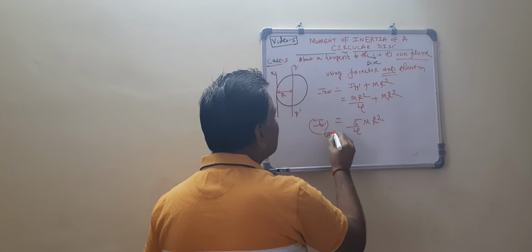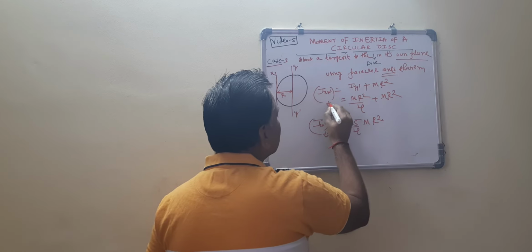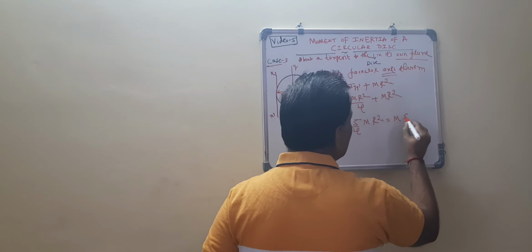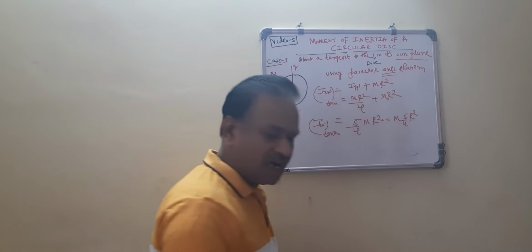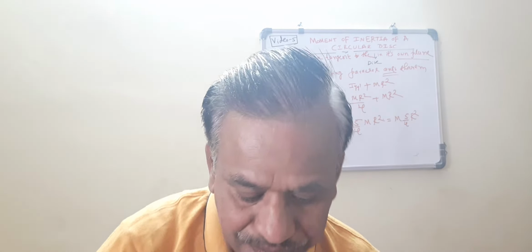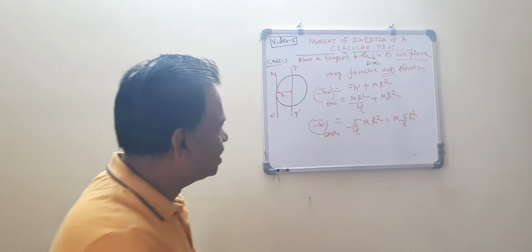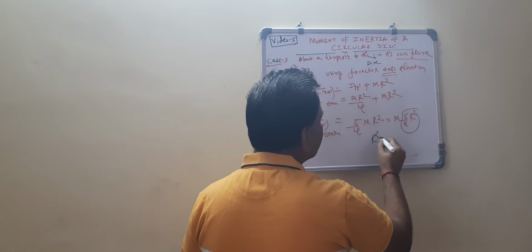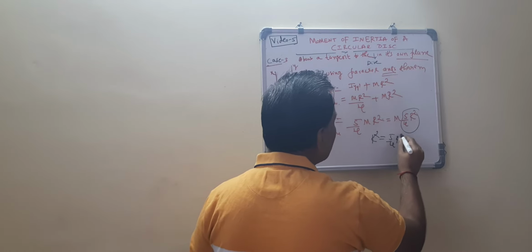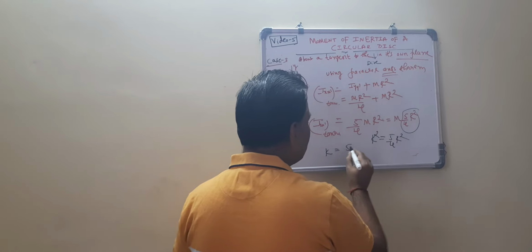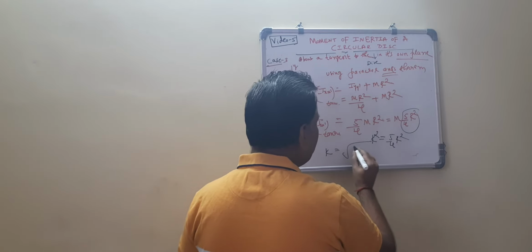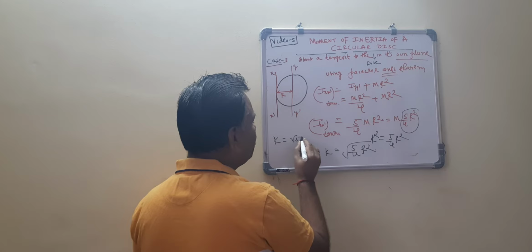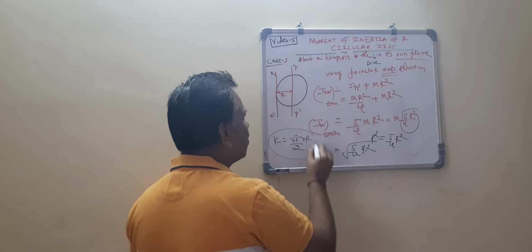What is x dash here? It is the tangent. Can I write it like this: M into 5 by 4 into R square. Whatever other than M is there, this part is nothing but the radius of gyration k square, equal to 5 by 4 R square. Then k equals root of 5 by 4 R square, or else I can write root 5 into R divided by 2.